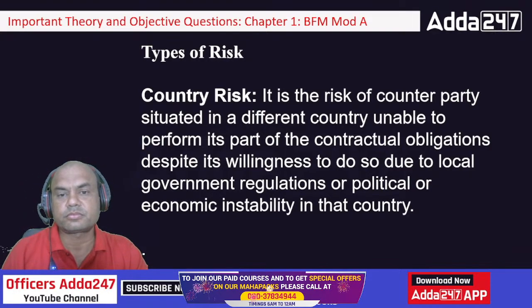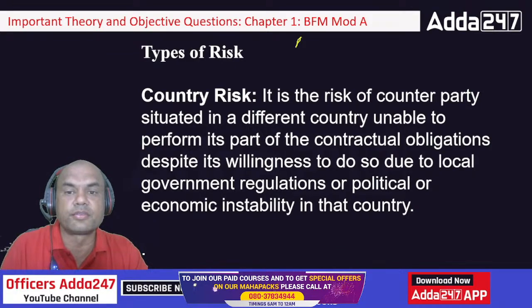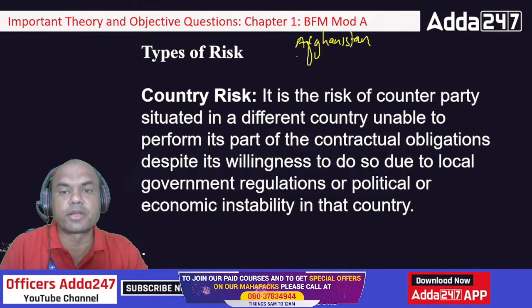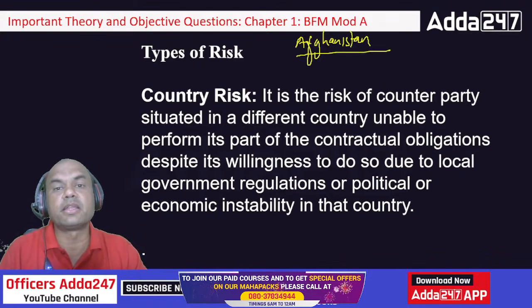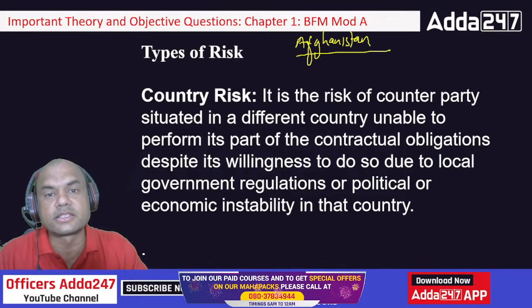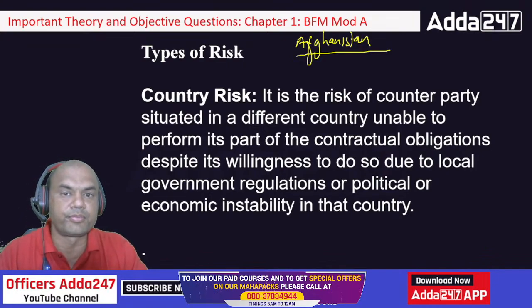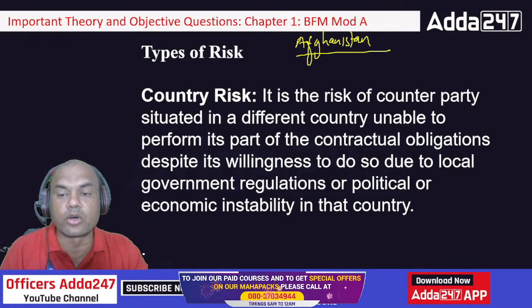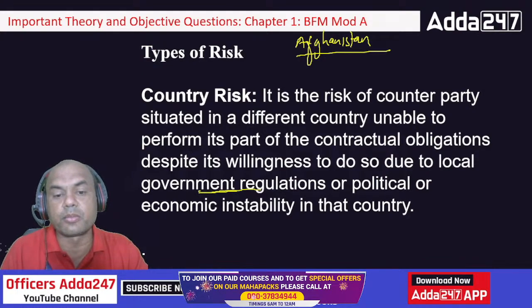See this. Suppose you have sold some goods to somebody in Afghanistan. What happens? The Taliban takes over in Afghanistan, and then say it says that no more currency should go out from my country, no dollar should go out from my country. It means government regulations. Here, the government over there is the Taliban at that time. So government regulations or political or economic instability, even this can be the answer.